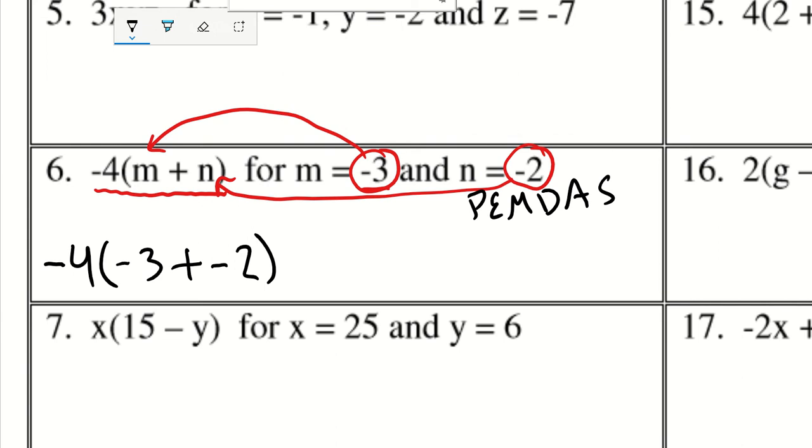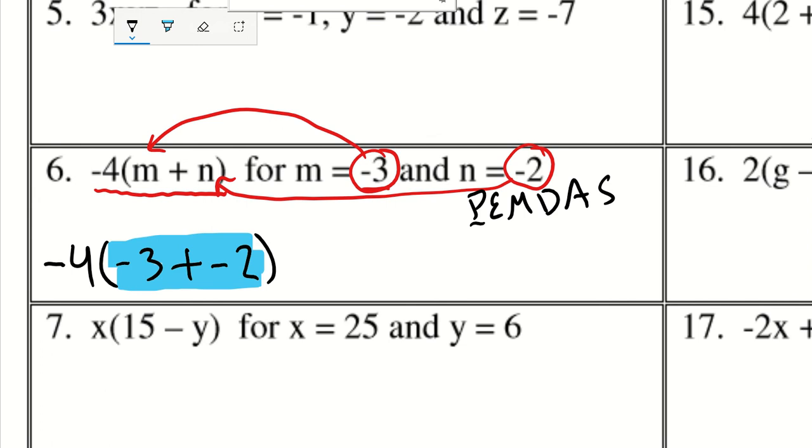Mr. PEMDAS tells us that we have to look for parentheses and work out anything inside the parentheses. So our parentheses does have operations on the inside. So I'm going to have to work that part out first. And what do I have to do? Is it add, subtract, multiply, divide? Well, it all depends on the signs.